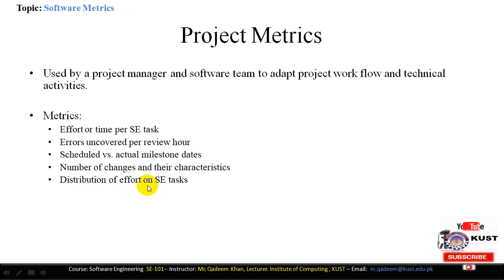Distribution of effort on the software engineering tasks. Here we will distribute the number of people involved in software engineering responsibilities, and here we will show how we have distributed the people for the software engineering tasks.